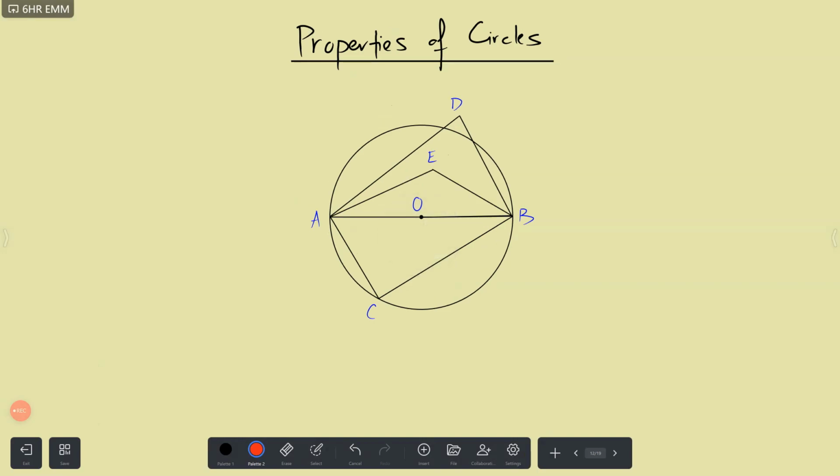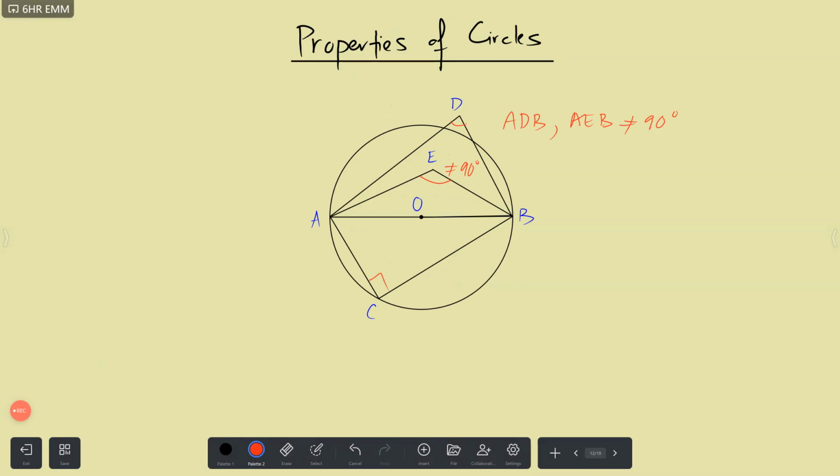Same for this figure, angle AEB. This angle is not 90 degrees as well because point E is not on the circumference of the circle. So these two angles, ADB and angle AEB, are not equal to 90 degrees. Only ACB is equal to 90 degrees.